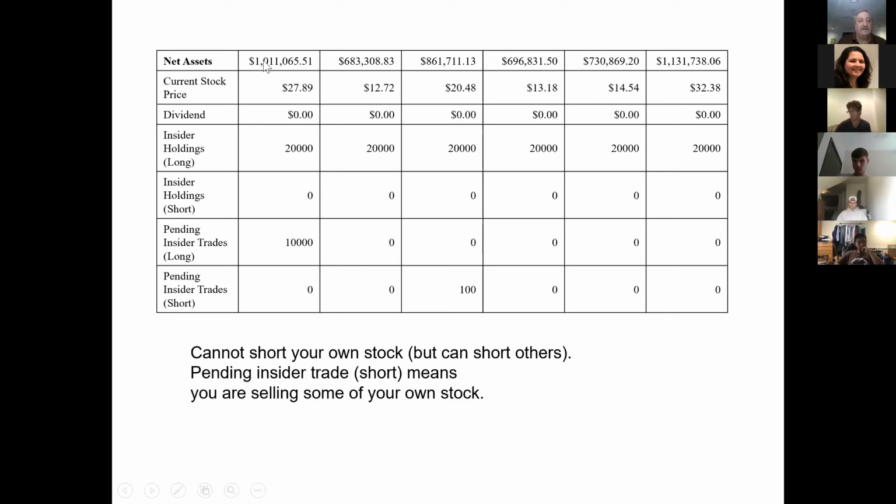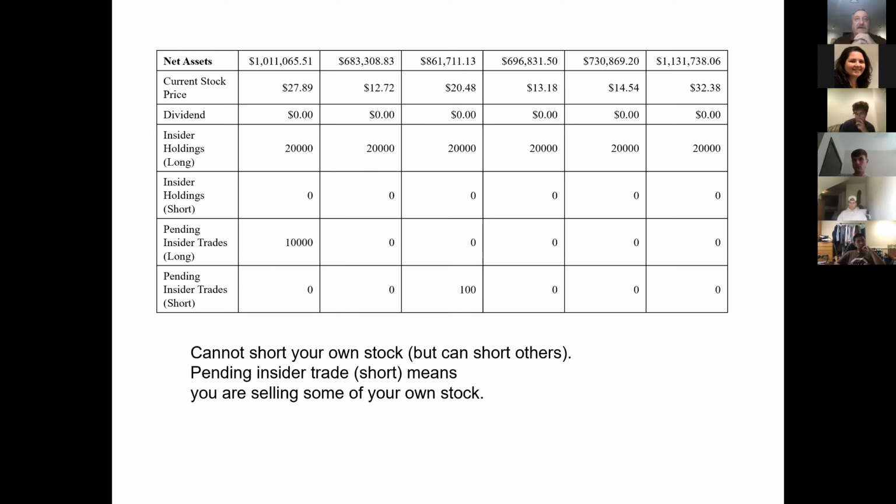Okay, we'll show the current assets, current stock price, current dividends that they're paying, insider holdings. So this is how much stock they own in their own company. You're not allowed to have any short sales of your own company, so this will always be 0. Now, you can trade in your own stock. For example, you can sell shares in your own stock, you can buy shares in your own stock, but this is considered insider trading. So the way it works in the game is you can make an insider trade, but that trade is posted for a week, for 1 period, I should say.